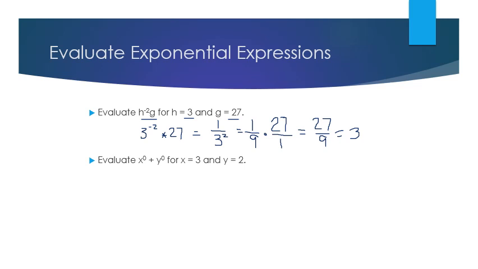Okay, what about this one? x to the 0 plus y to the 0 when x is 3 and y is 2. Now I could go ahead and replace these variables with the numbers, but it really isn't necessary since I know that whatever the numbers are, if they're raised to the 0 power, they will be 1. So this is 1 plus 1, or 2.